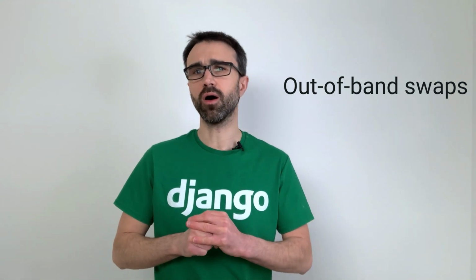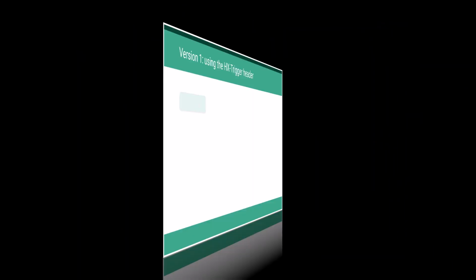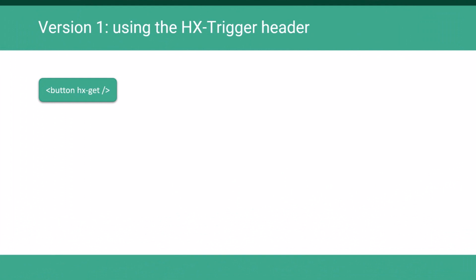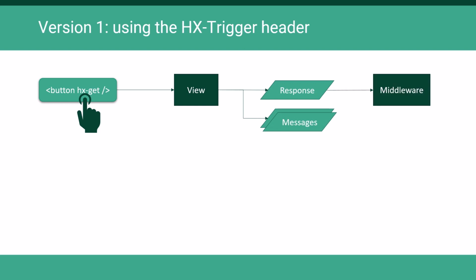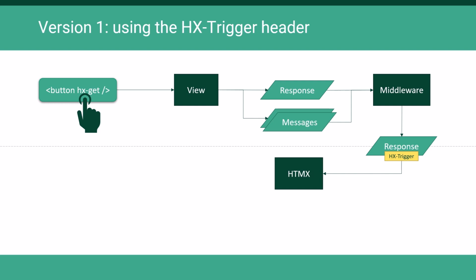Let me remind you how the previous version worked. So here is a button on the screen with the hx-get attribute. When the user clicks on that button, HTMX performs a GET request, which triggers the execution of a Django view. The view creates an HTTP response and publishes one or more messages. The response is intercepted by our middleware. The middleware pulls the messages and stores them in the HX-Trigger header of the response.